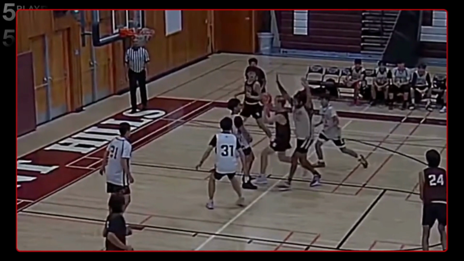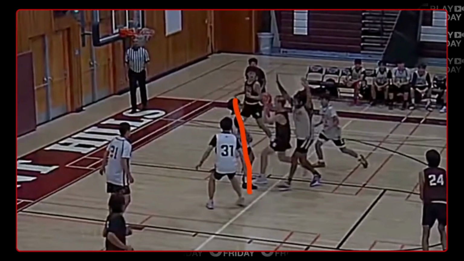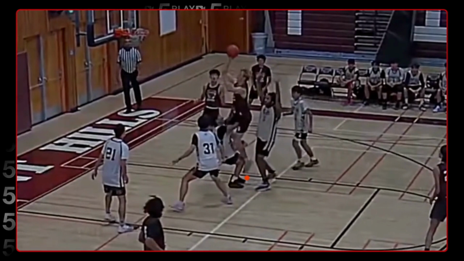Does our player have legal guarding position? Without question. Two feet on the floor facing their opponent, right? We notice their position is vertical, right? Not straight up and down, but this is vertical by any context you want to look at it. But then the player sits down, right?